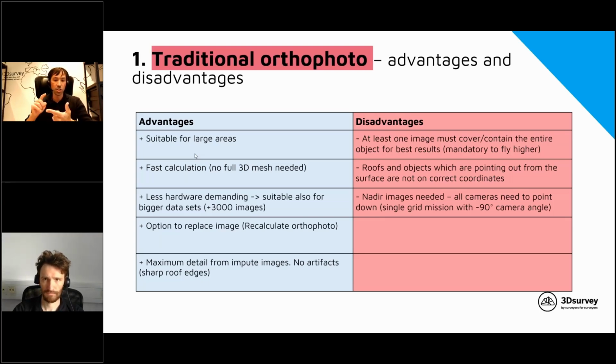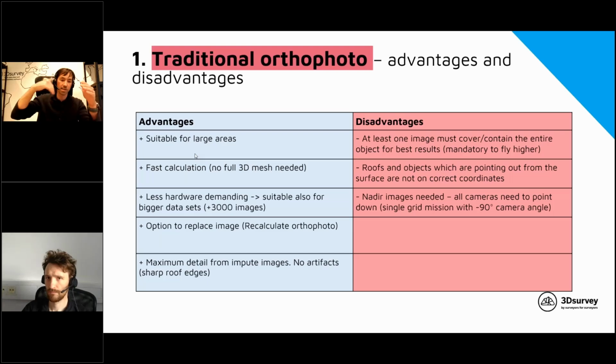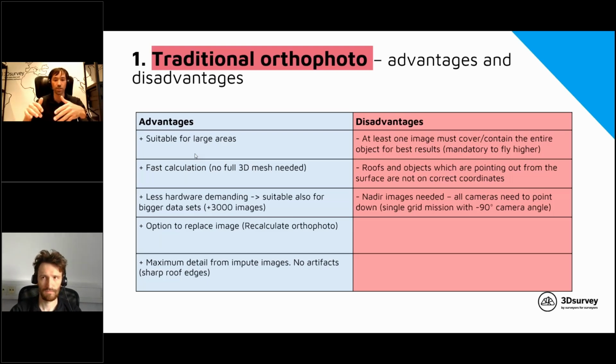Then in traditional orthophoto, yes, you have the option to replace an image. It's a simple feature in 3Dsurvey. For example, if you have a road with cars, you can simply select the car areas and replace them with another image, because the moving objects are always in a different location and you can easily replace this part.